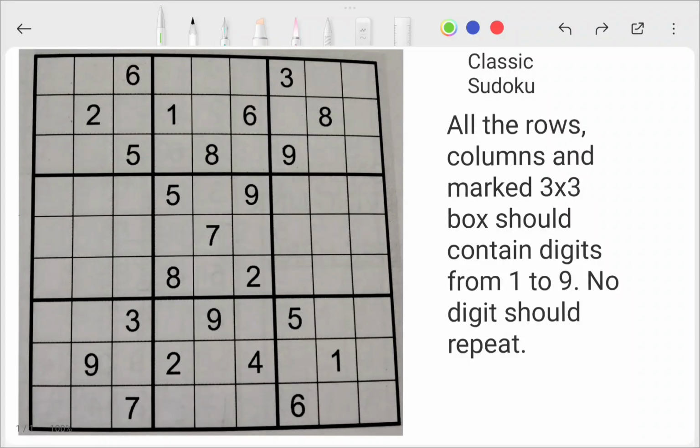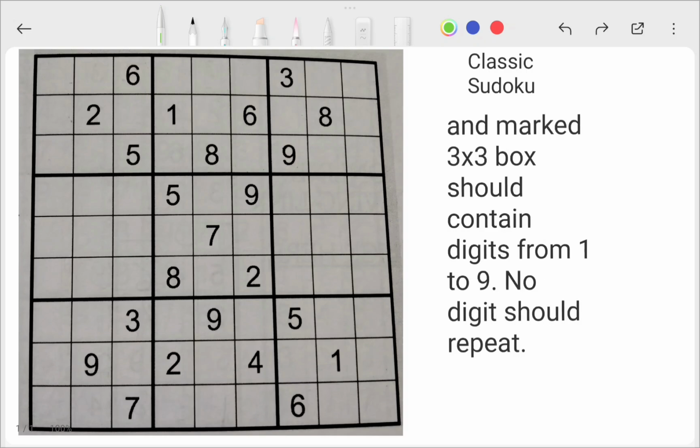Hi, this is one more classic Sudoku. This puzzle is taken from Enthralling Sudoku, and it was test solved by Kota Morinishi, and his timing is 2 minutes and 50 seconds. So let's start this.